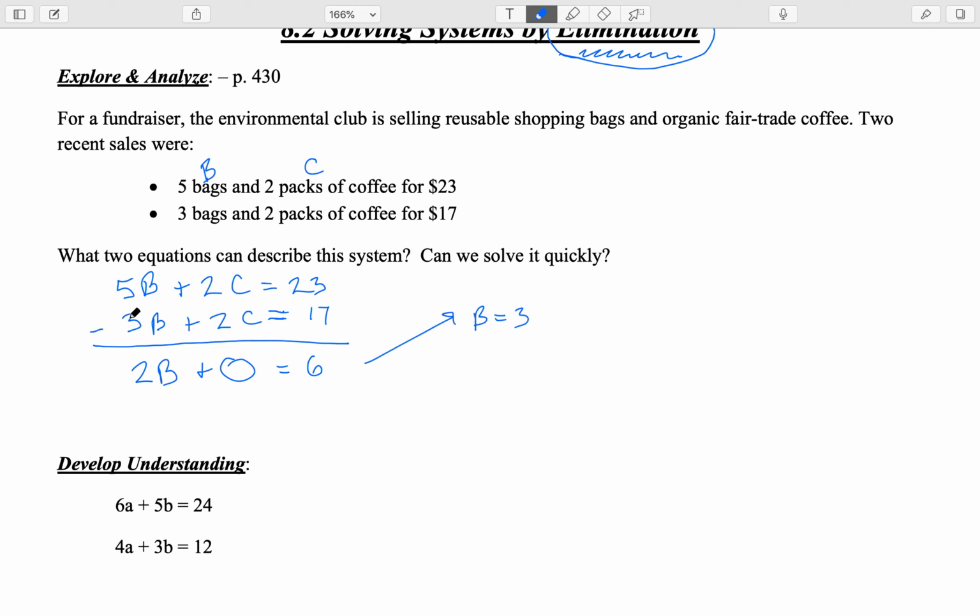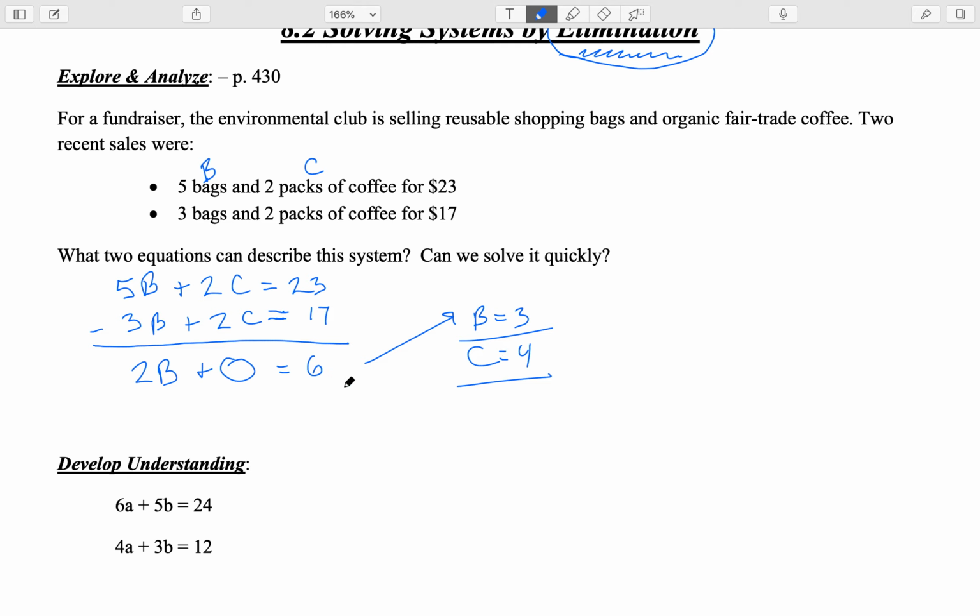And if b is 3, well, hang on, let's take a look at this, right? Let's just plug it into here. 3 times 3 is 9. 9 plus something is 17. It's 9 plus 8. C's got to equal 4. Ta-da! So in other words, the bags are $3 and the packs of coffee are $4.